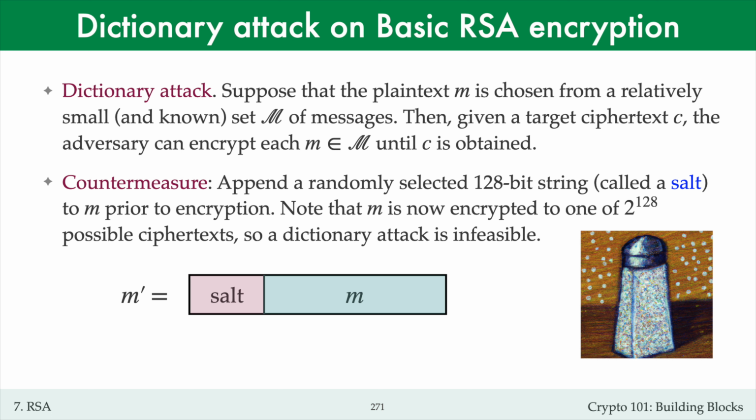Note that a plaintext M can now be encrypted to one of 2 to the 128 possible ciphertexts, one for each possible salt. So, when the adversary sees a ciphertext C and suspects that it corresponds to a plaintext M, to test her hypothesis, she needs to encrypt M with each of the possible salts and check if she gets C. But this isn't feasible because there are too many salts to try.